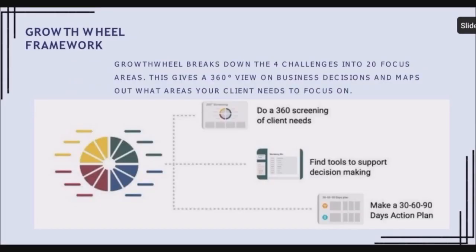Growth Wheel breaks down the four challenges into 20 focus areas. This gives a 360-degree view on business decisions and maps out what areas your client needs to focus on. So the first is to do a 360 screening of client needs. Next is find tools to support decision making. And last is make a 30, 60, 90 days action plan.